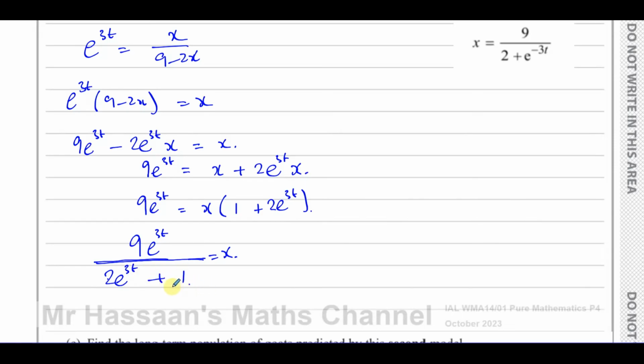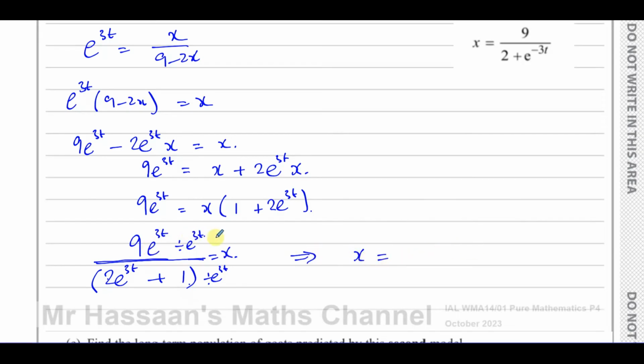Okay, so what we can do here to make it look the same as that is, if I divide the top by e to the power of 3t, then these will cancel out. And if I divide the bottom by e to the power of 3t as well, then this will cancel out and that will become 1 over e to the power of 3t. So by doing that, you'll get what we have to show.